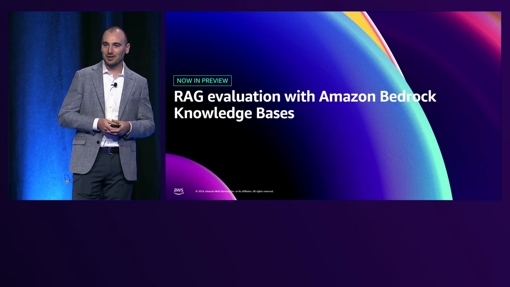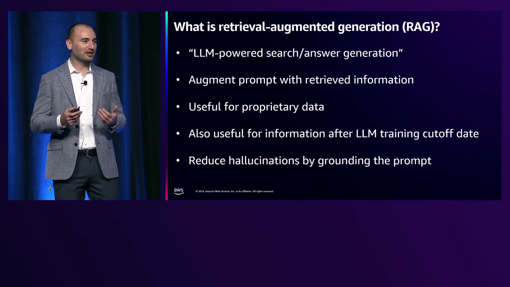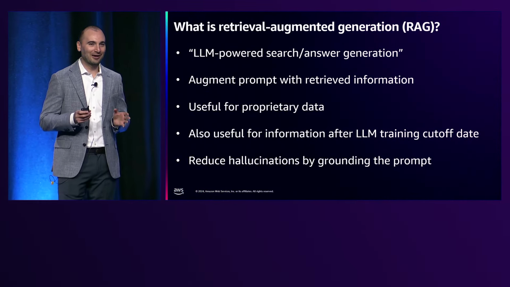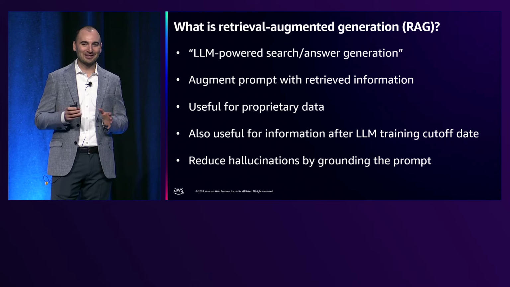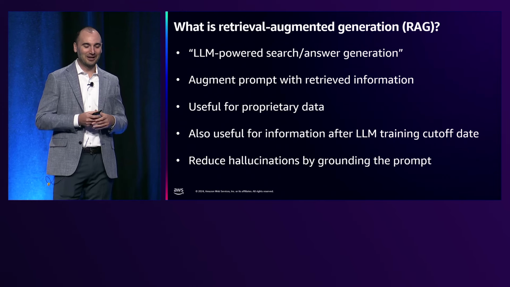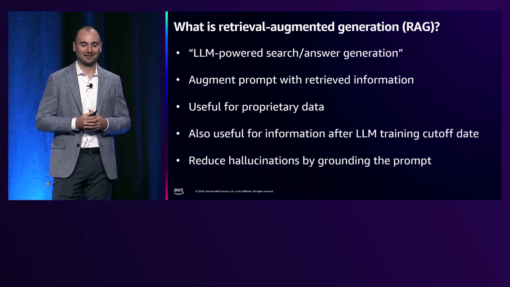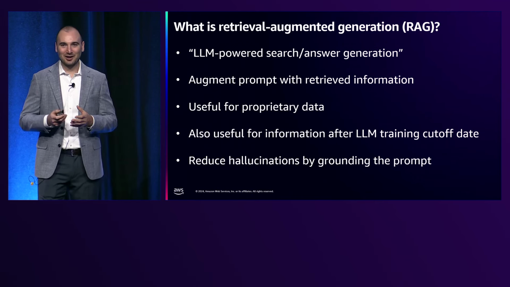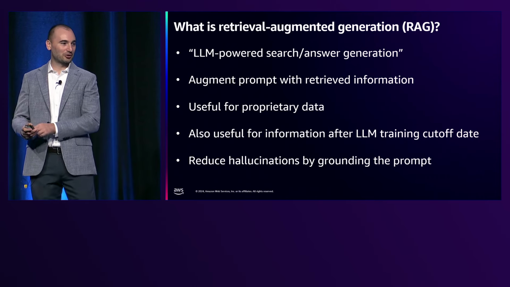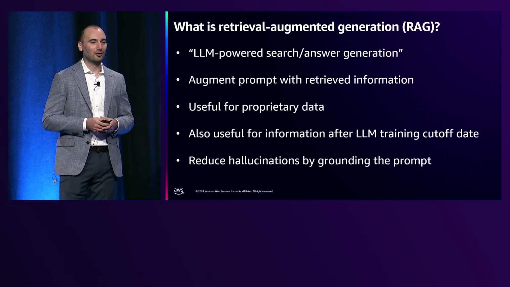Also brand new this week in preview. But let's zoom out a little bit. What is RAG? It's retrieval augmented generation. You can kind of think of it, and maybe this doesn't do great justice to what RAG really is and all the different types of RAG that are out there, as LLM-powered search and answer generation. Really, it's augmenting your input prompt with information that you've retrieved from some knowledge source. That's another simple way to think about it. When is it useful?